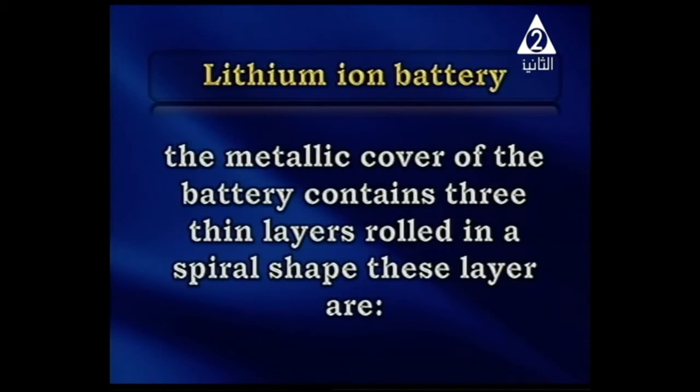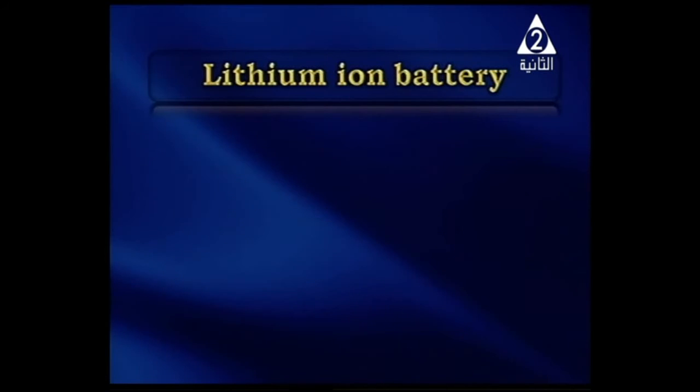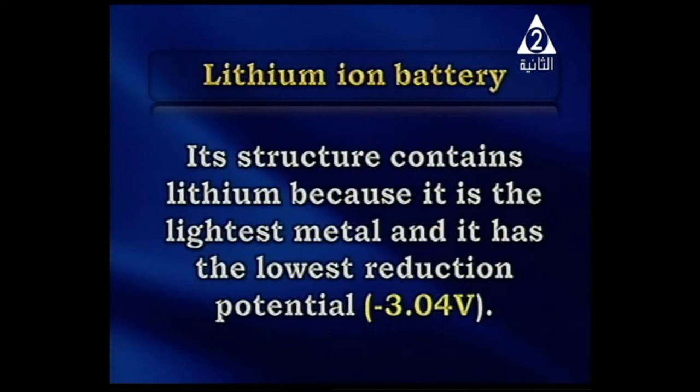After that, we have another one. The metallic cover of the battery contains 3 thin layers rolled in a spiral shape. The spiral shape increases the surface area for the reaction, to produce a large amount of electric energy, or it makes chemical energy.